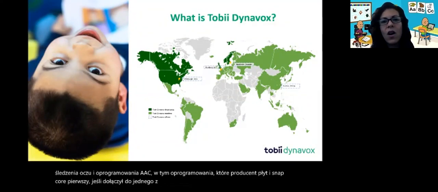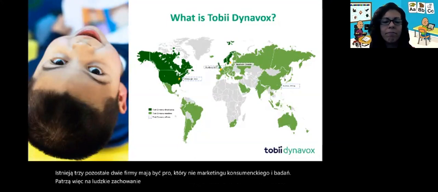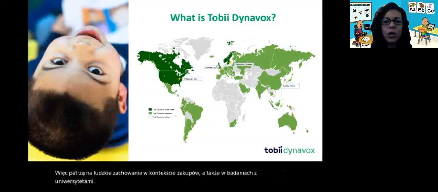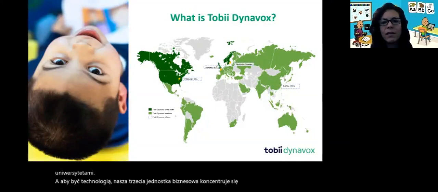So Tobii Dynavox is the AAC and assistive technology business of Tobii Group. There are three. The other two businesses are Tobii Pro, which does consumer marketing and research. So they look at human behavior in the context of shopping and also in research with universities. And Tobii Tech, our third business unit, focuses on gaming and consumer products like gaming and laptops.